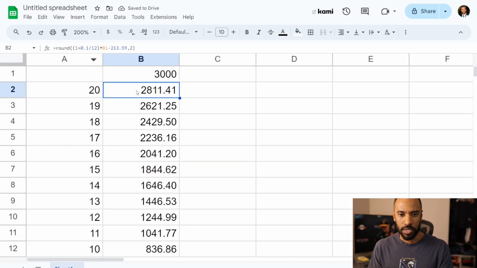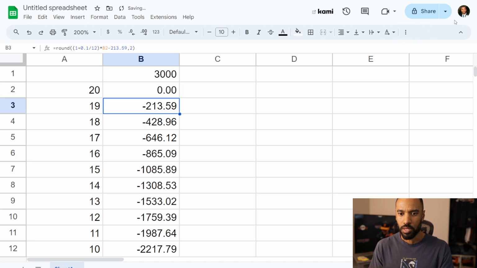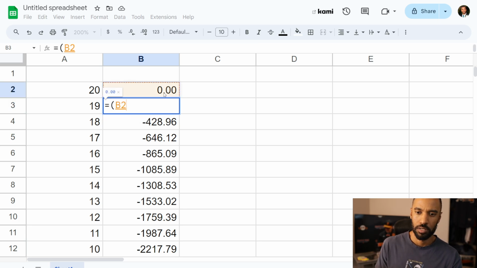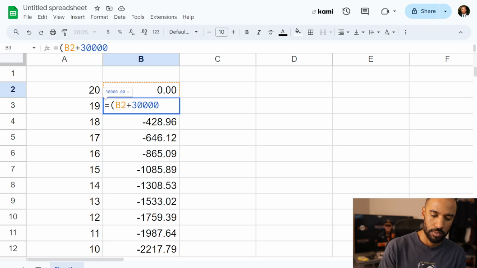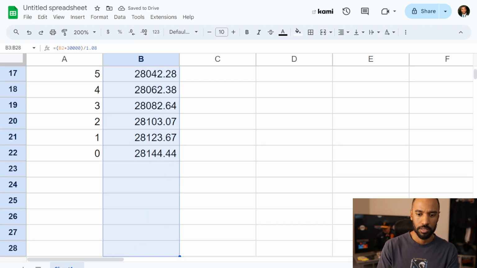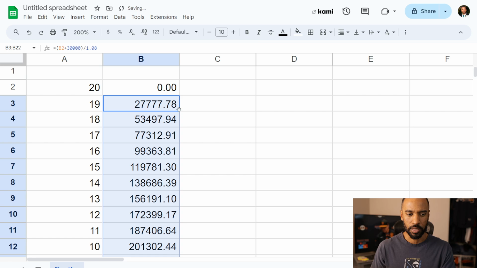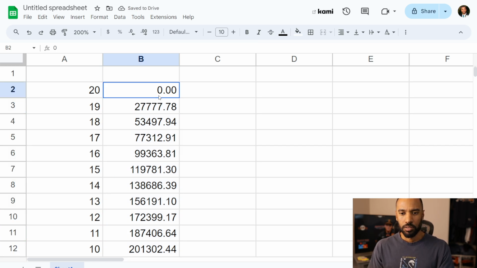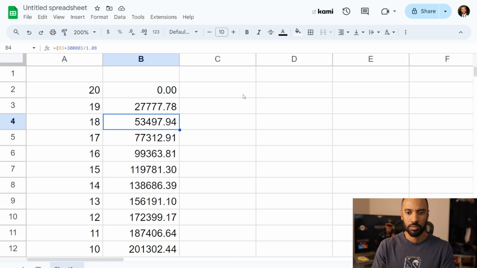This is going to be, A sub 20 is 0. I don't need this number. This is going to be the previous one plus 30,000 over 1.08. Copy paste till you're at 0 or something like that. Okay, so that's when it goes down to 0. And we do the previous one each time.